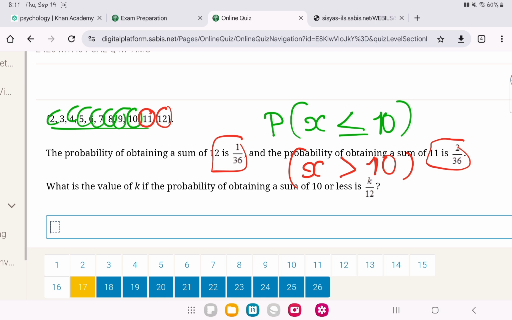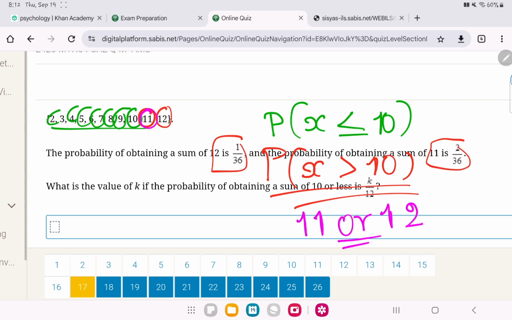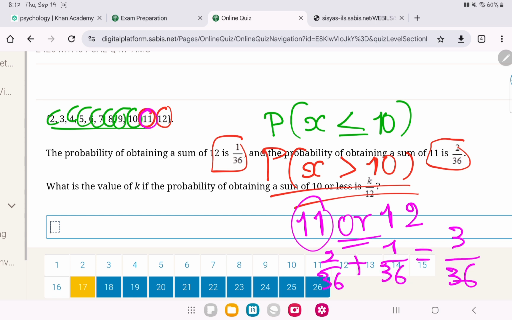Okay, so we're gonna find this probability. So the probability of x greater than 10. We only have 2 values, either 11 or 12. And we said whenever we have "or" in math, it becomes plus. So the probability of 11 is 2 over 36 plus the probability of 12, which is 1 over 36. Then we get 3 over 36. So now the probability of x greater than 10 is 3 over 36.